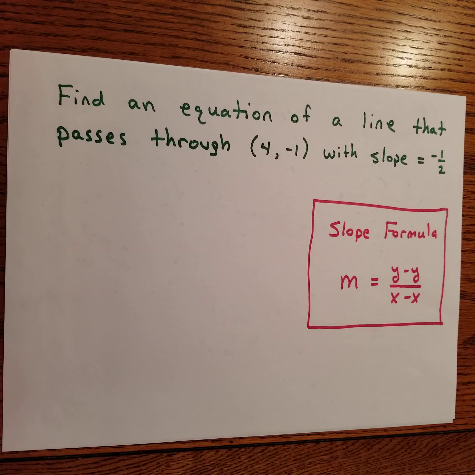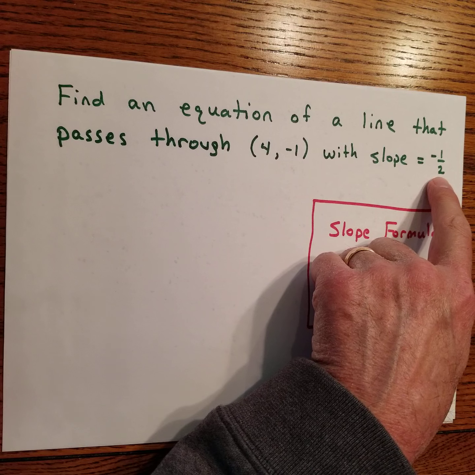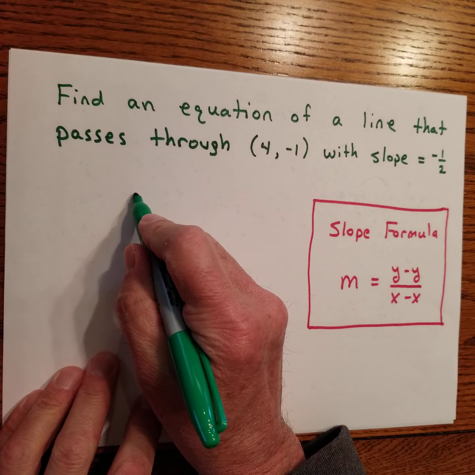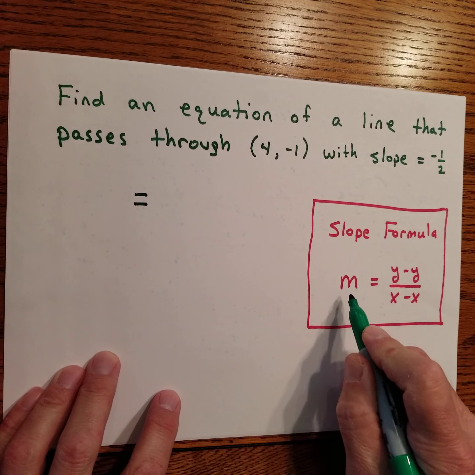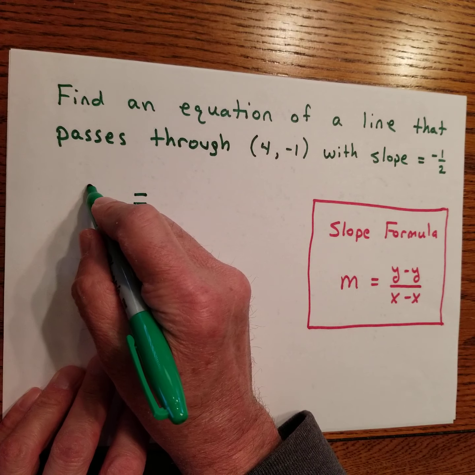Let's try that process again. I'd like to find an equation of a line that passes through this point with this slope. I like to start with the slope formula. Let's fill into the slope formula everything that we know. Do I know the slope? I do. It's -1/2.